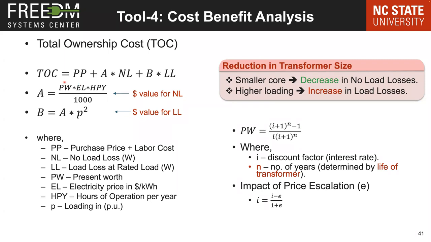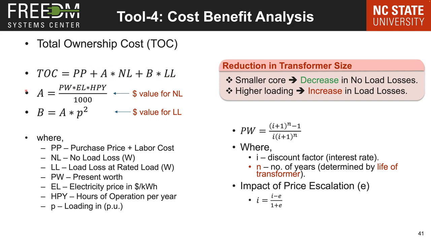So to do this, we are going to use total ownership cost. This is very famous with the industry, especially while utilities are bidding for a new transformer, they use this total ownership cost to make a decision on which vendor to go with. So the total ownership cost involves a purchase price, which is very trivial, the transformer price as well as the labor costs involved in installing the transformer. And then you're going to put a dollar value for the no load losses as well as the load losses.